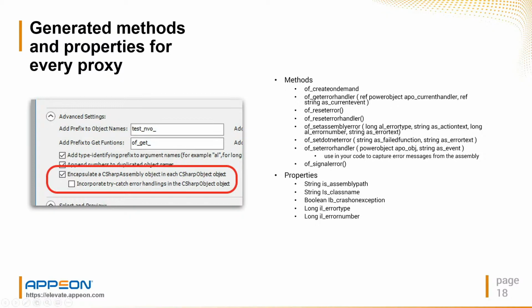But here you have your properties, and a couple things on the properties for your proxy objects is that error information that you're then going to want to pull up in your error handler, or look at least in your error handler, to deal with the error in the .NET assembly.